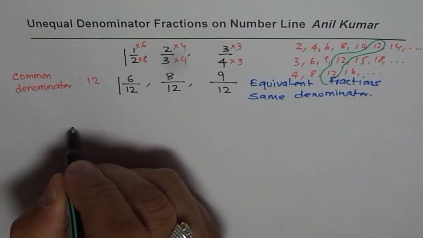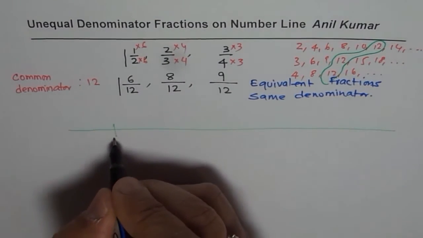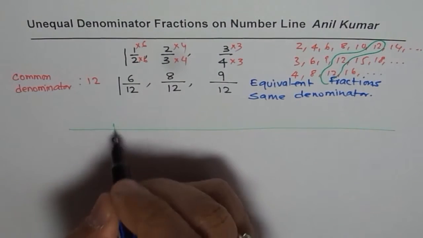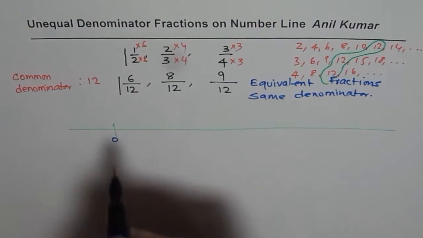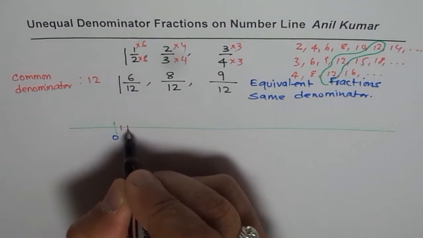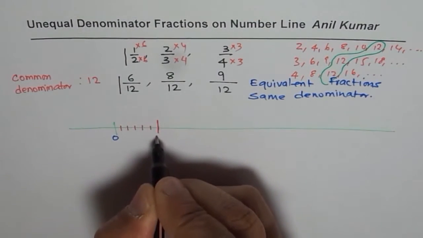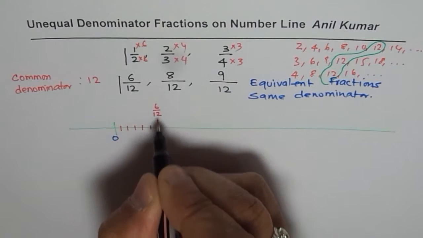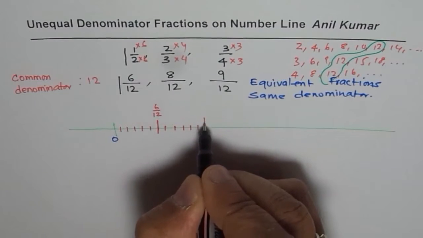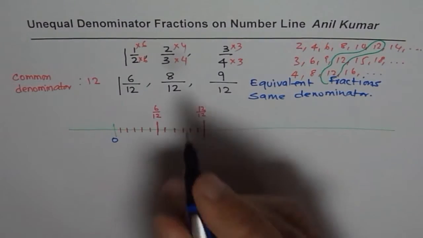So now we have a number line. Let us say that is the number line. We can begin with 0. Let's say this is 0. Each portion in the number line should be 1/12. So we'll have small bits of this, each 1/12. So this is 1/12, 2/12, 3, 4, 5, 6/12. Let me write here 6 out of 12. Then 7, 8, 9, 10, 11, 12/12. So 12/12 really means 1. 12/12 is 1 whole.